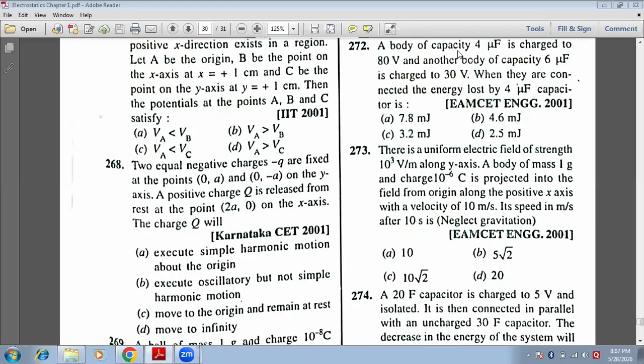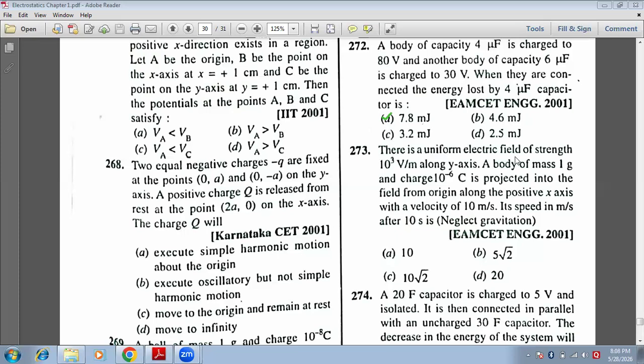A body of capacity 4 microfarad is charged to 80 volt and another body of capacity 6 microfarad is charged to 30 volt. When they are connected, the energy lost by 4 microfarad capacitor is option A 7.8 millijoule, option B 4.6 millijoule, option C 3.2 millijoule, option D 2.5 millijoule. Correct answer option A 7.8 millijoule.